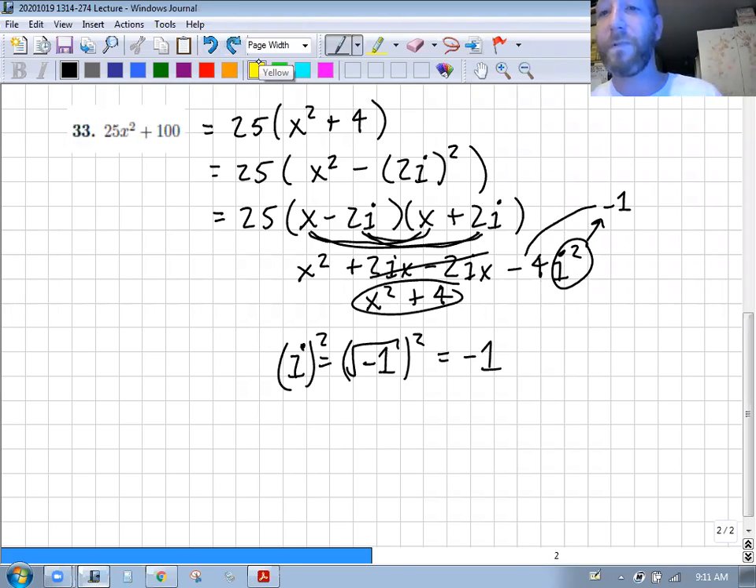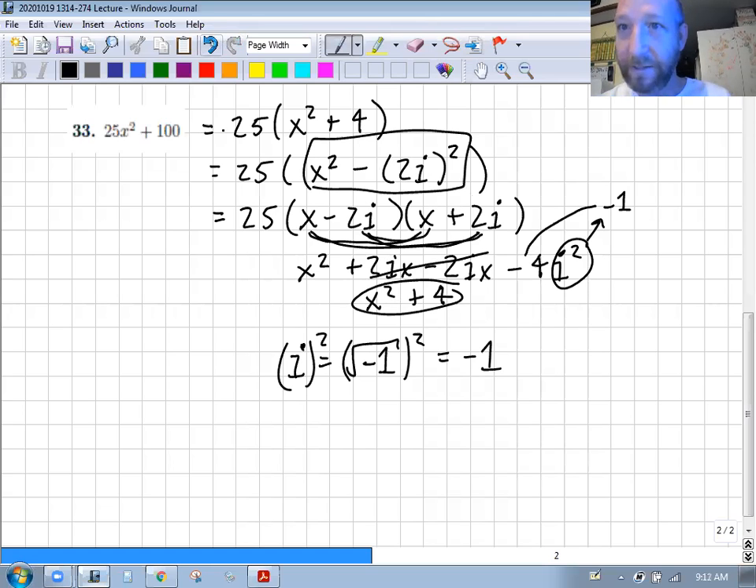All right, so that's a trick that you can use, but you have to make sure that you get the i involved when you need to, okay? Again, this doesn't look like the difference of 2 squares, but it is when you include i to give you that extra -1. Okay?